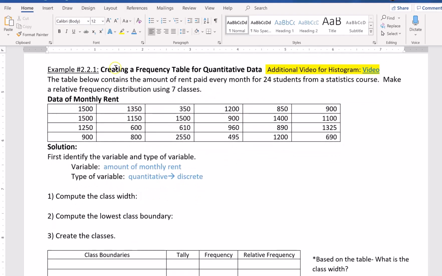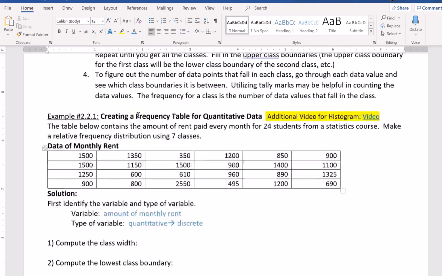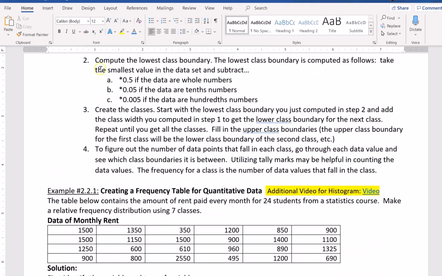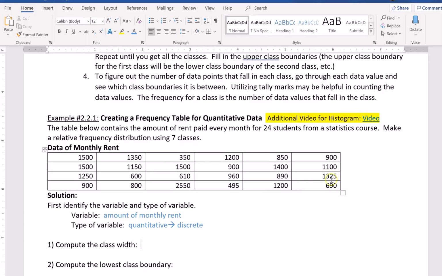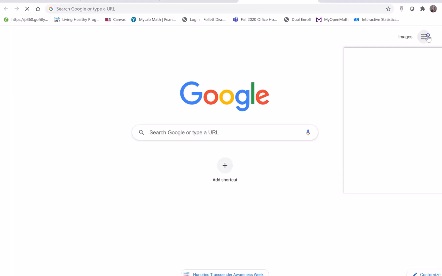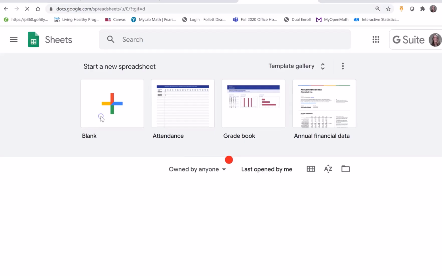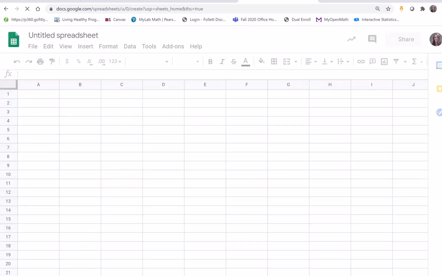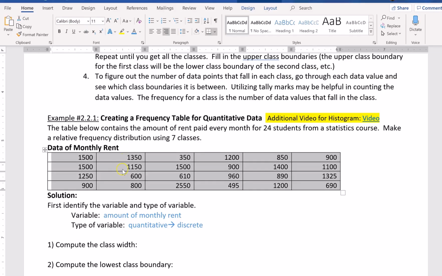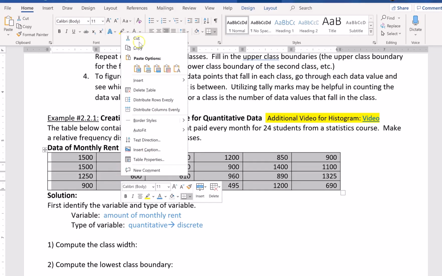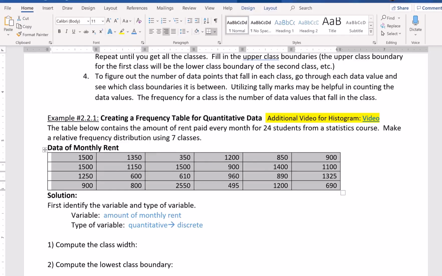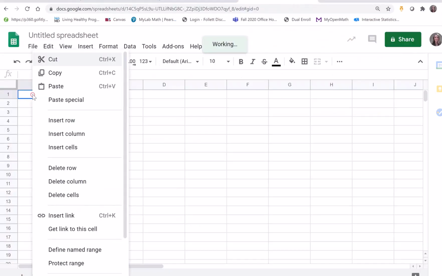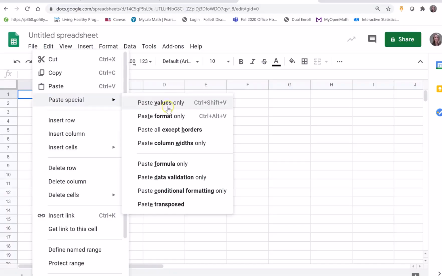We're going to compute the class width. So these are the steps from up here. So let's first copy our data into a fresh Google Sheets document and then paste it. This is going to be handy for you to know how to do. All I did was highlight the data and I did Control-C, or you can right-click, copy. You can then paste special, and I would do values, or Control-Shift-V.